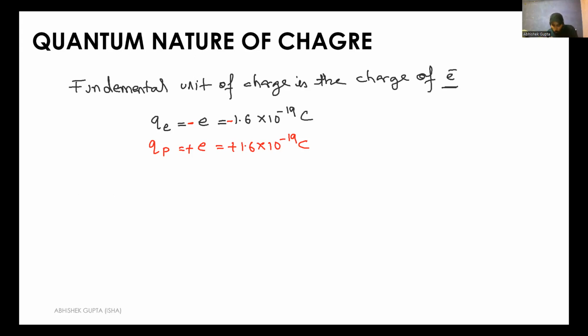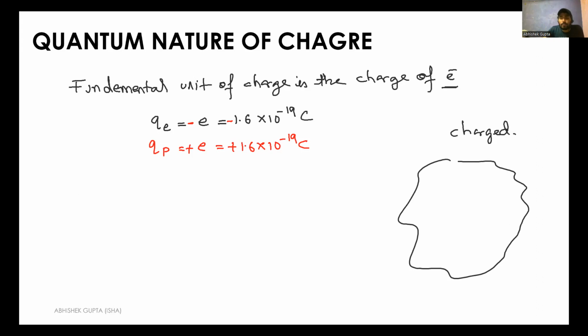Great, fine. Now what quantization of charge says is that we now know the smallest possible charge on a body is the charge of an electron. So if you have a charged body, and you just tell me the number of electrons n on it, I can tell you the total charge on the body.